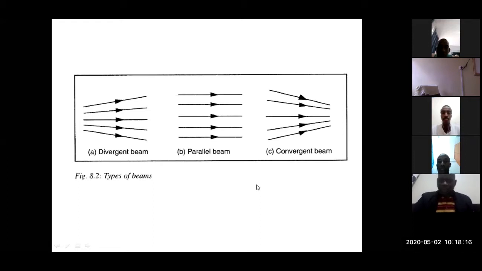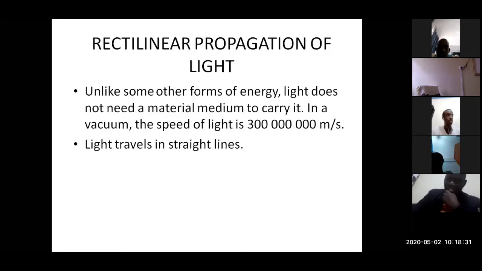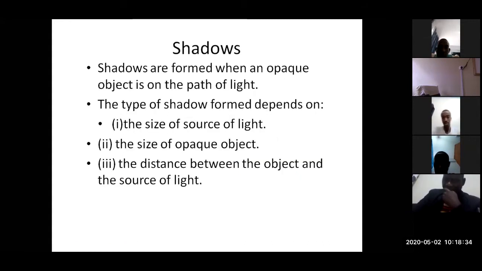Now, as we went on, we started talking about evidence to show that light travels in a straight line. You can remember the three evidences. Abdi Adud, any evidence that you know in everyday life that shows that light travels in a straight line? Formation of shadows. Formation of shadows, very good. Any other?